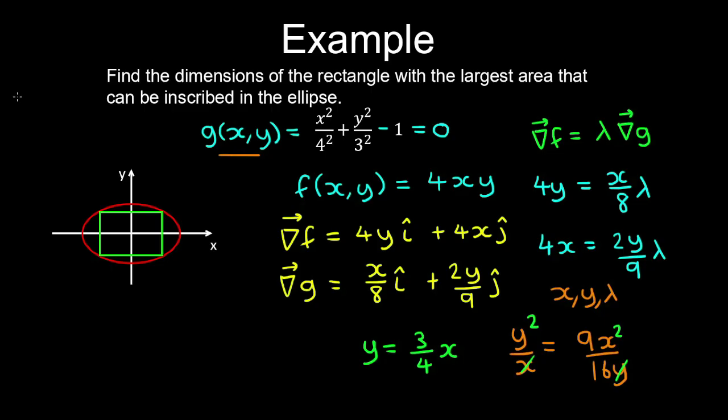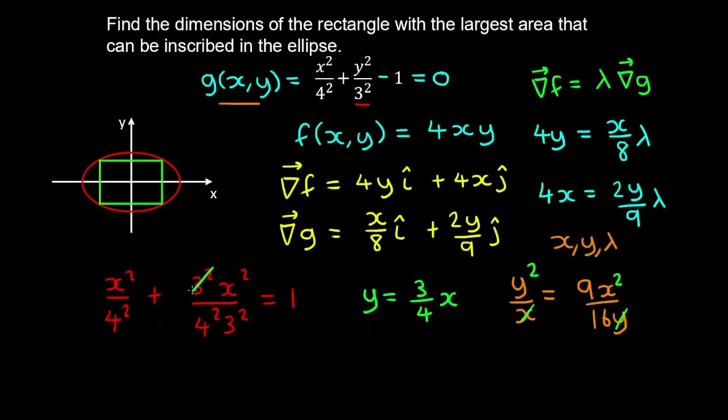And now substituting for y in the constraint equation, we get x squared on 4 squared plus y squared, which is 3 squared by x squared on 4 squared, and y squared is divided by 3 squared. And adding 1 on both sides, we get the following expression. And cancelling 3 squared and multiplying through by 4 squared, we get 2x squared is equal to 16, or x squared is equal to 8. So that gives x is plus or minus 2 root 2, and we'll take the positive root.